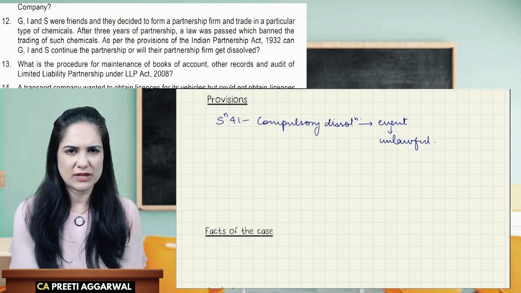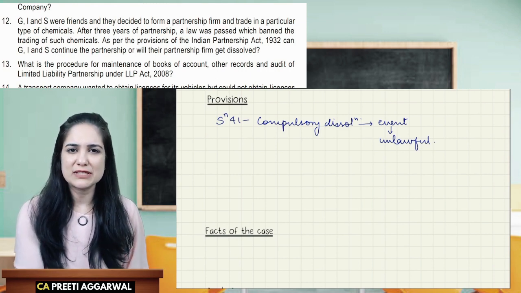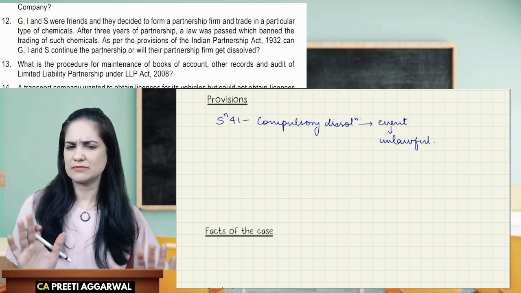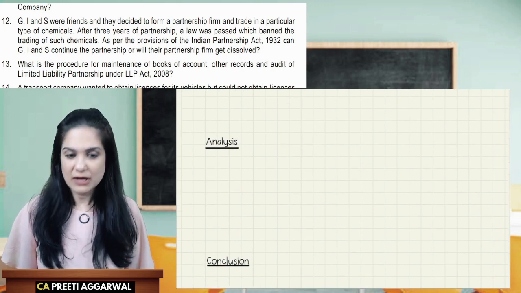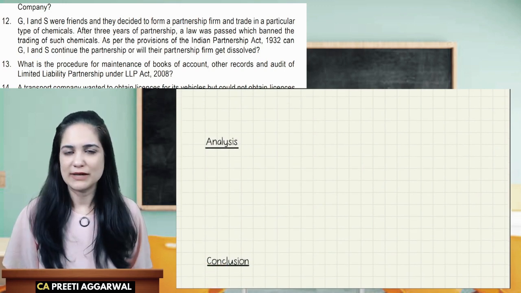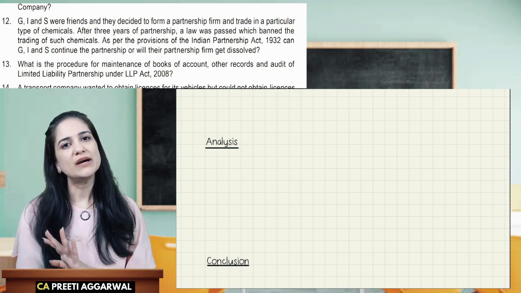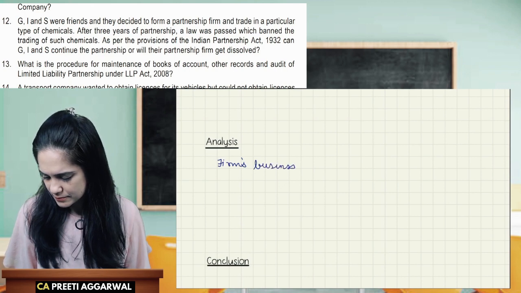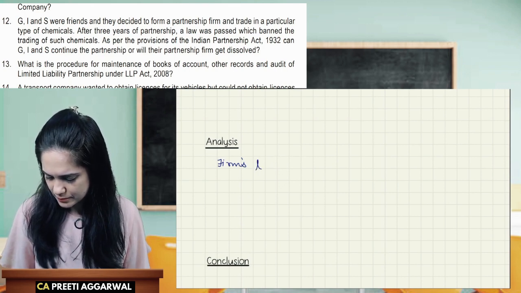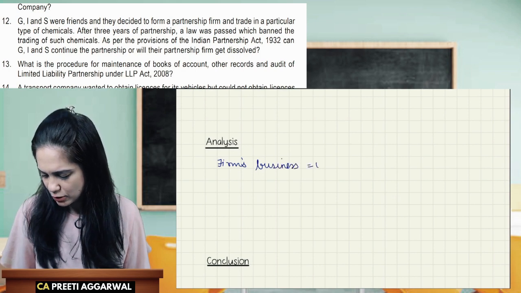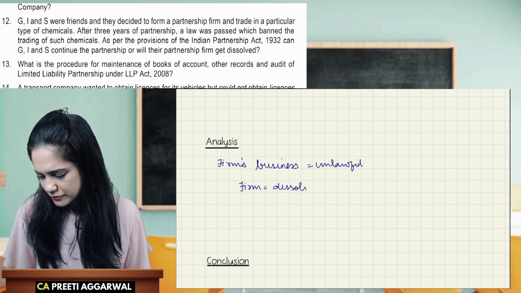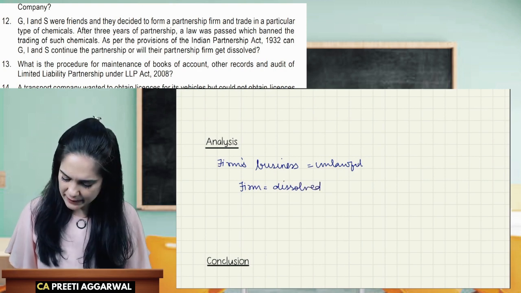What will you write in facts of the case? So G, I, and S started a business for trading of chemicals, but after 3 years of partnership, the government imposed a ban on the trade of chemicals. That's it. Then what will you write in the analysis? That since the firm's business has become unlawful, it is not possible to carry on the business, therefore the firm will now be compulsorily dissolved. Okay. So in this case, you can write the word compulsory also.